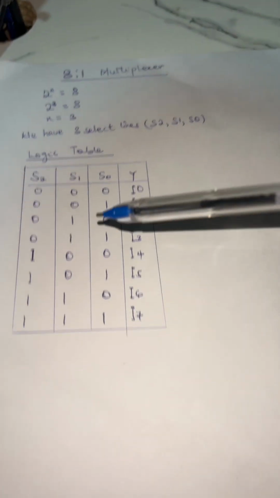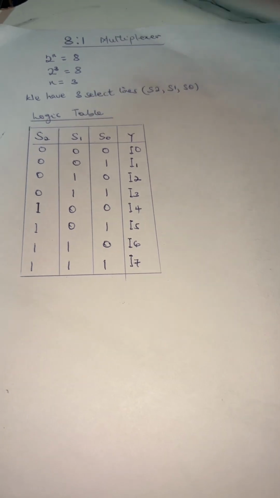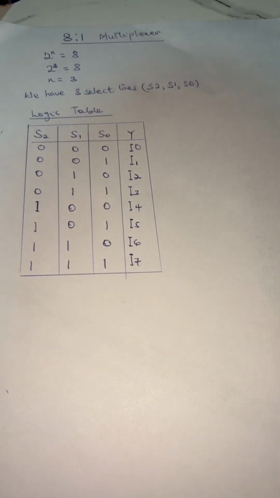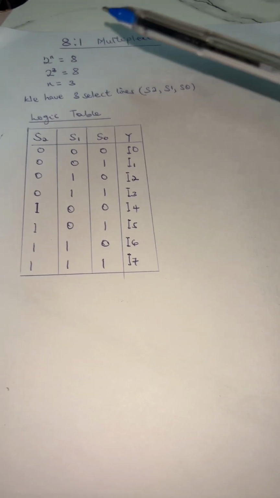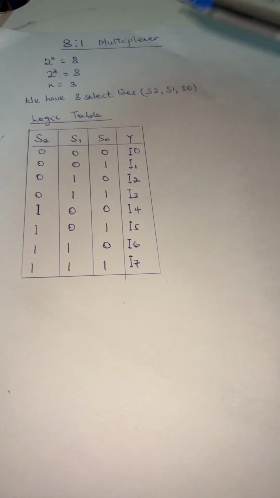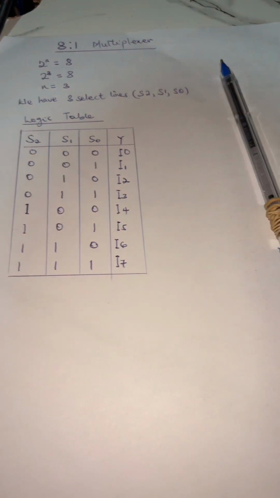So this table will help us draw our multiplexer. That will be the 8 to 1 multiplexer. This was just a quick review on whatever we are coming to do. So not wasting my time, let's move straight to the laptop and use our Logisim to draw our 8 to 1 multiplexer.